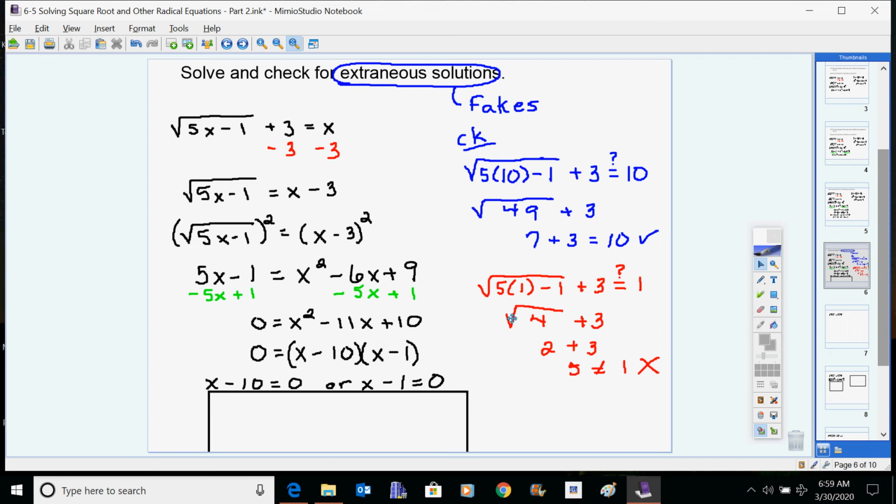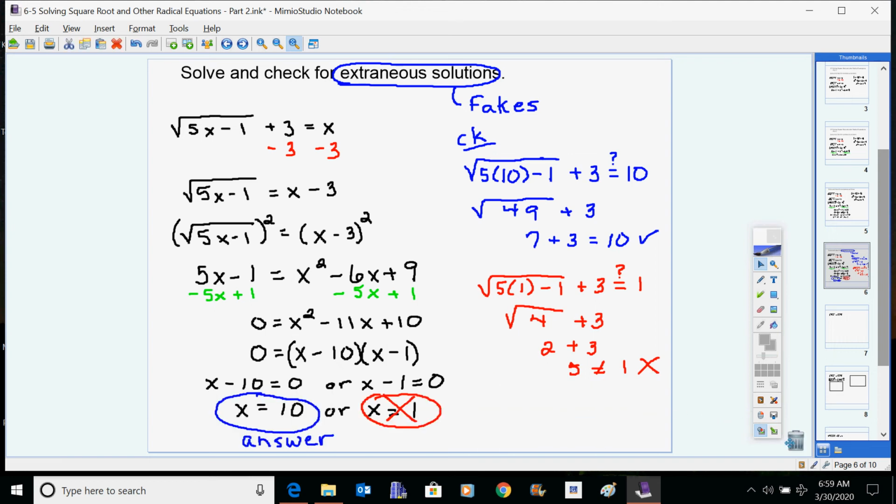Okay, we're looking for the principal square root here. We're not looking for the negative version of it. We're looking for the principal square root. So 5 doesn't equal 1, and so that one is an extraneous root. The only one that truly gives you the right answer is going to be the 10 right here. Okay. So once again, you have to go back in. You have to check the answers.